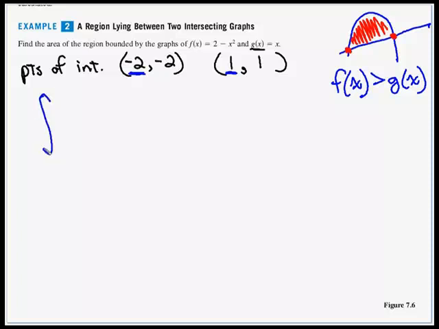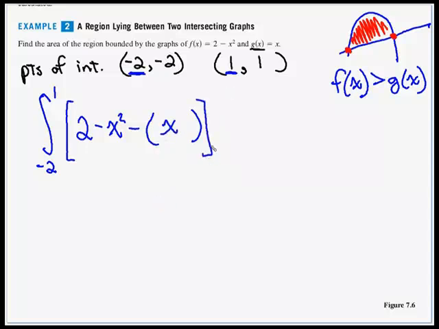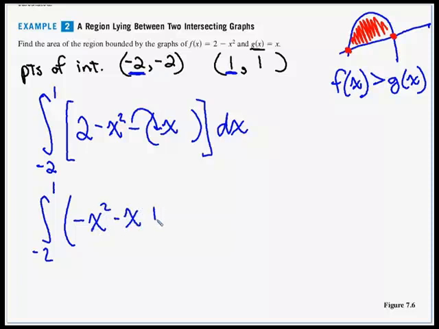So we have a definite integral, and we know that goes from negative 2 to 1 of f of x, our upper function, 2 minus x squared. And we are going to minus g of x, the lower function, which in this case is just plain old x. And we're going to integrate that with respect to x. So let's see here, distribute the negative sign, and we can write our polynomial in order. So that's going to be negative x squared minus x plus 2 integrated with respect to x.